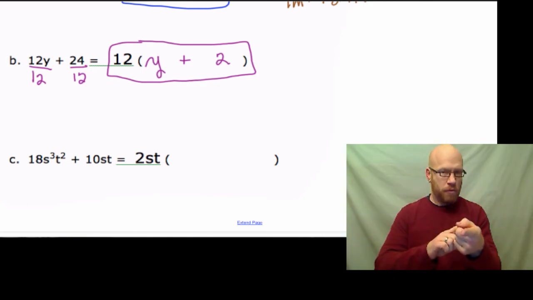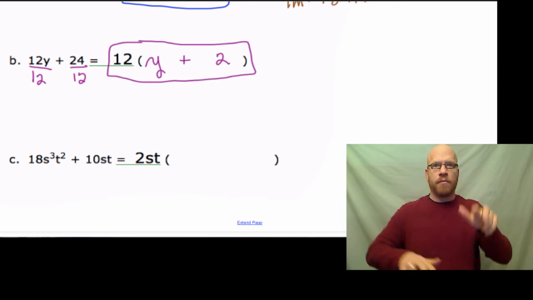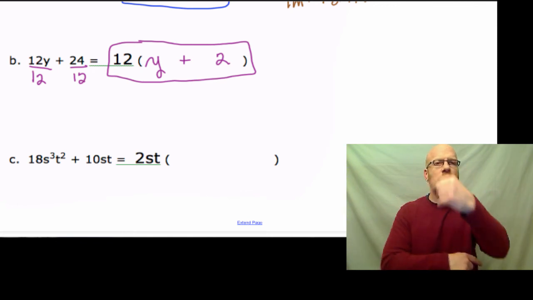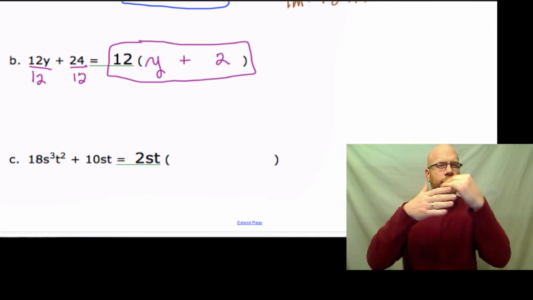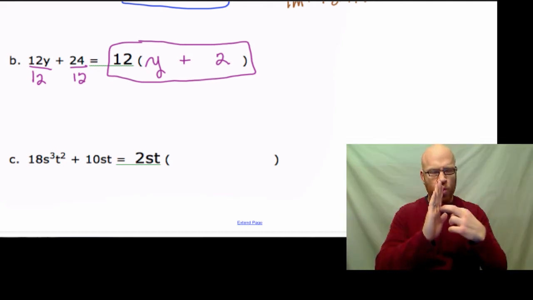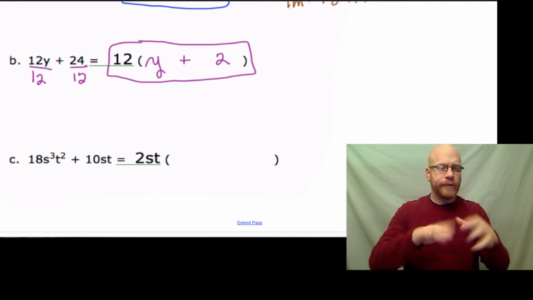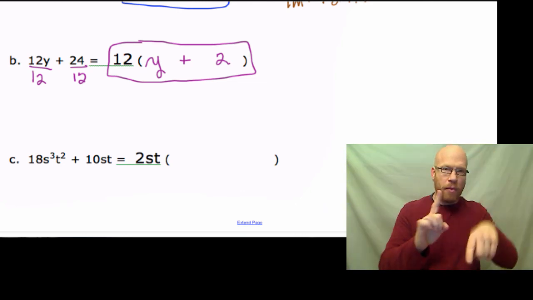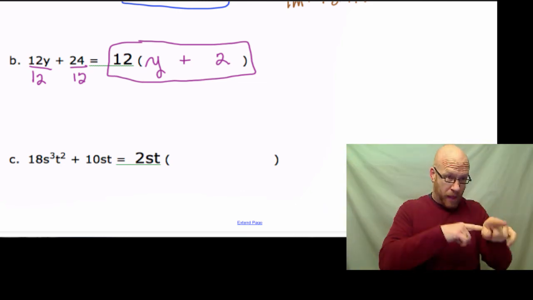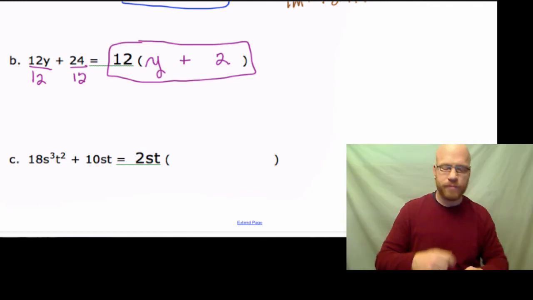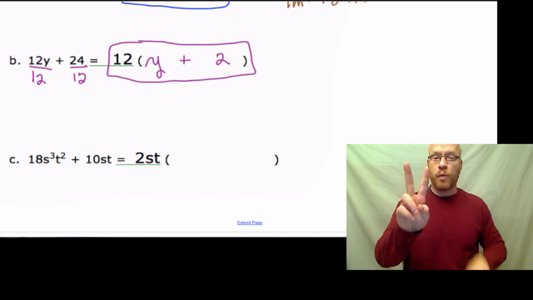Now we have more variables in our example for C. You may feel awkward about dividing variables and powers. If you don't understand exponent rules, I have another series on exponent rules that explains the division rule, the quotient rule, the product rule, and the power rule. So you can watch those if you don't understand how to work with exponents and dividing variables by variables.